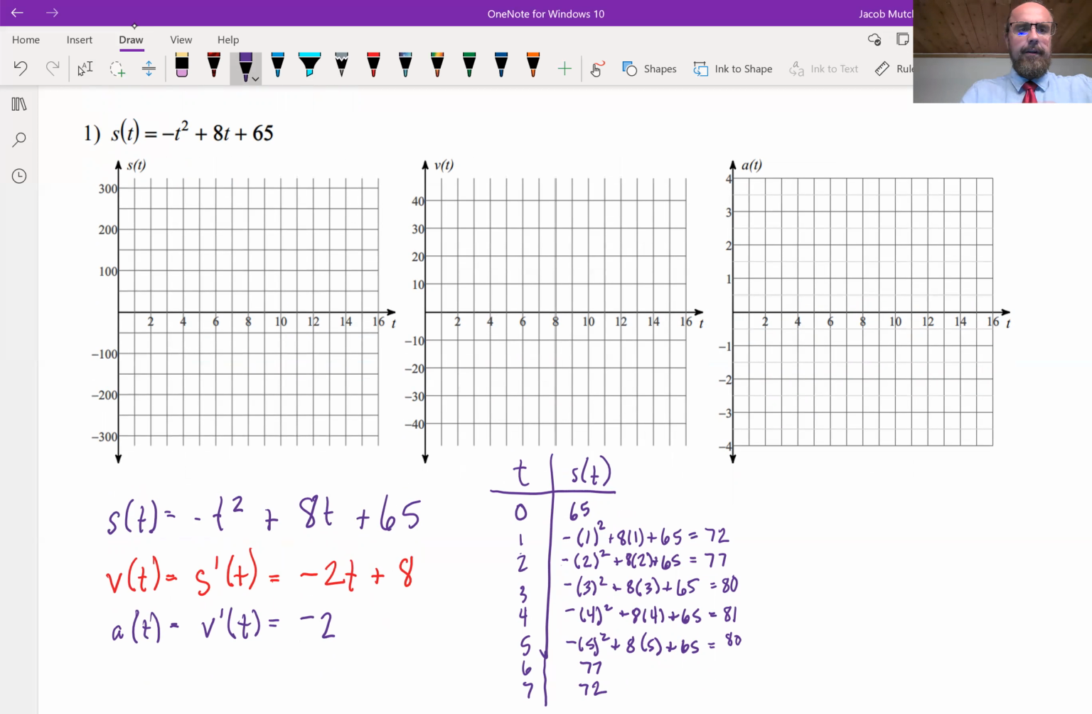Well, let's graph here. Notice that my x-axis, my horizontal axis, is time, and it's by ones. My vertical axis is distance or position on this horizontal line that our particle is moving on, and it's by 50s. So I've got to scale that way. So 65 is just estimating about there. 72 is a little higher.